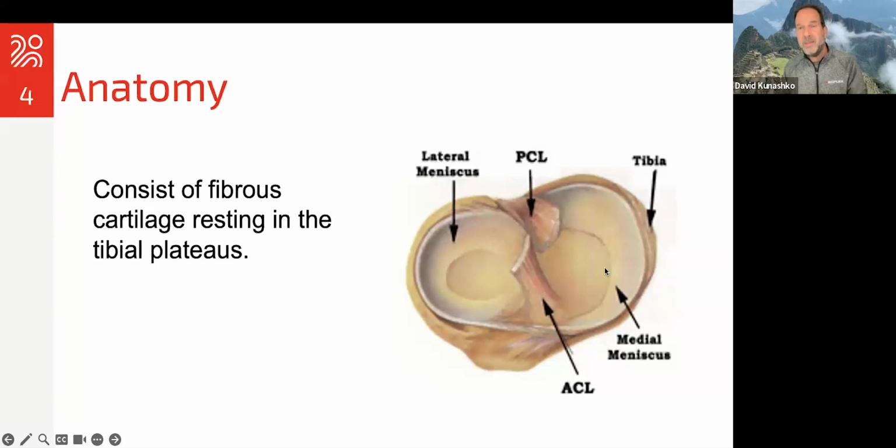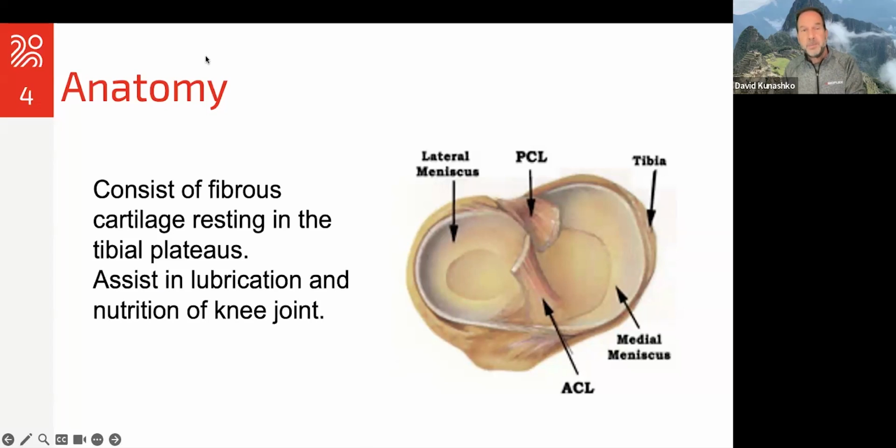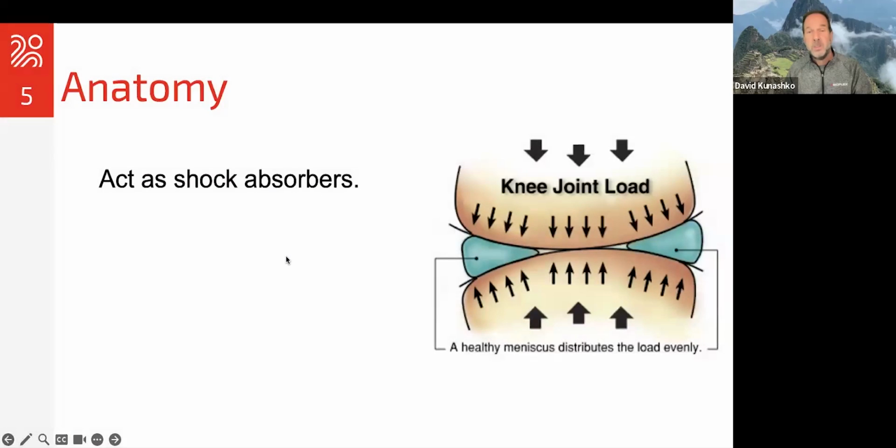It's very thin on the inner margin, and it thickens as you go out laterally, so the peripheral margin of the cartilage gets much thicker. And there are ligaments that hold it in place, of course. As I mentioned earlier, the meniscal cartilage's main role is cushioning and lubrication, as well as shock absorption.